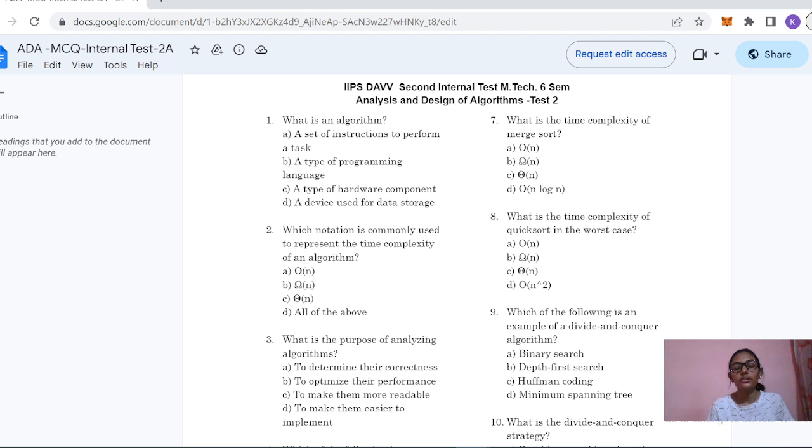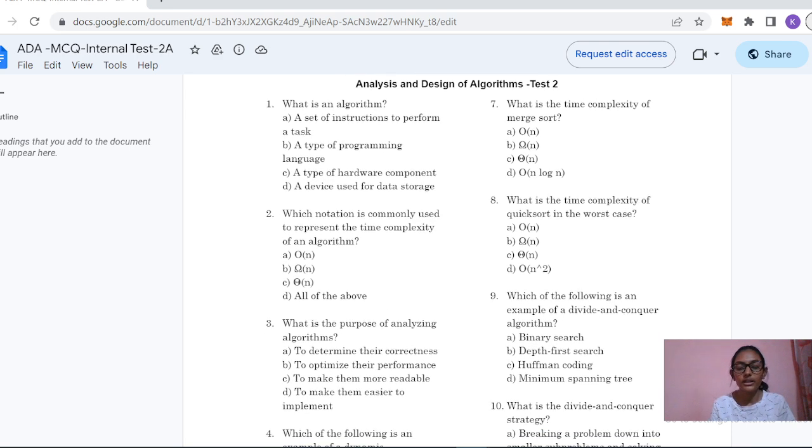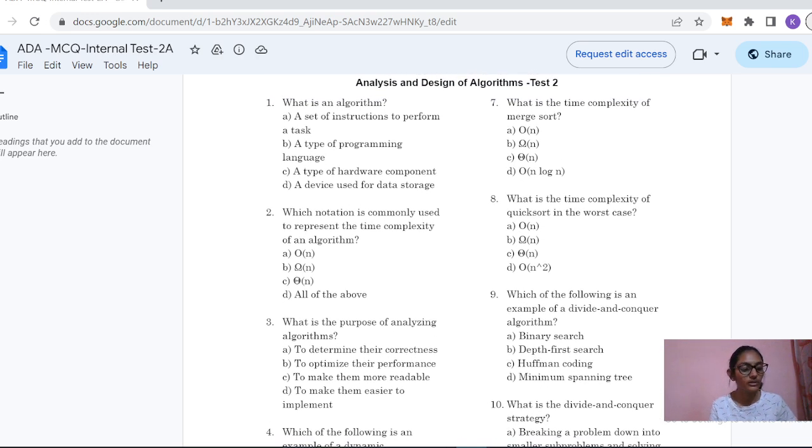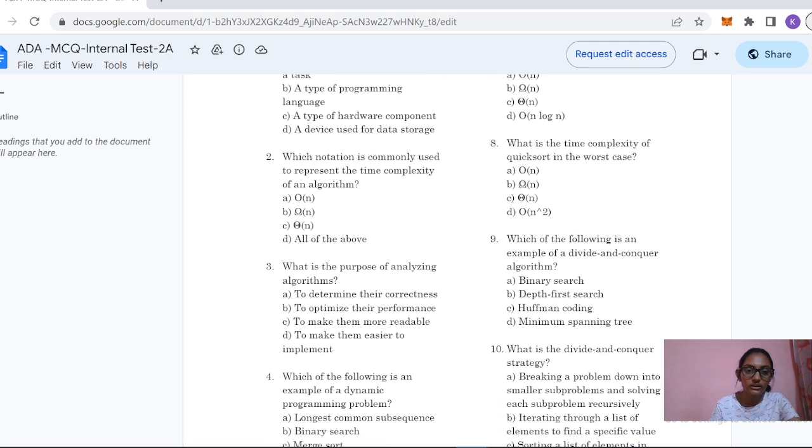This video contains two solutions of analysis and design of algorithms under the guidance of Dr. Shaligram Prajapati sir. The pattern of this question paper is MCQ type. First, multiple choice questions are given. First, what is an algorithm? An algorithm is a set of instructions to perform a task.